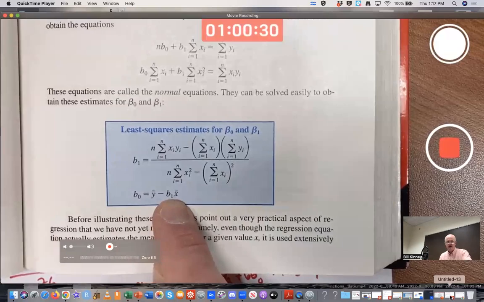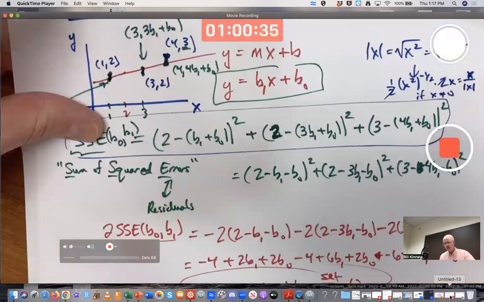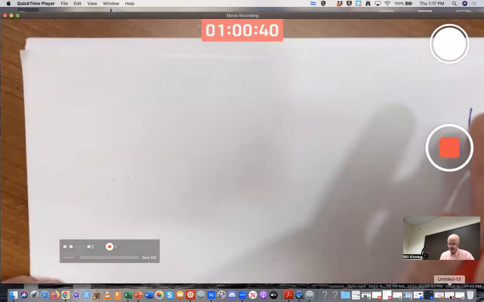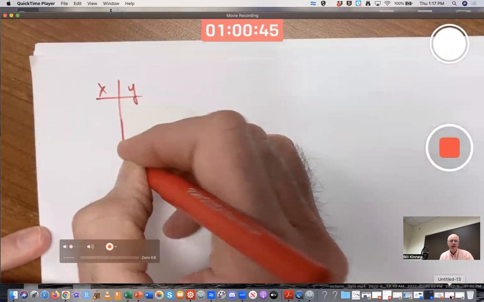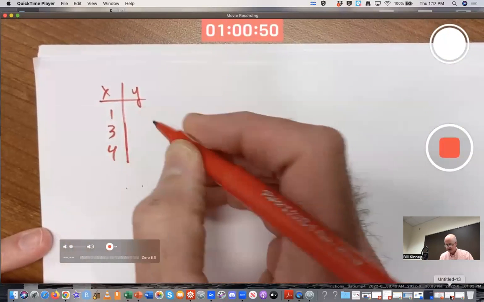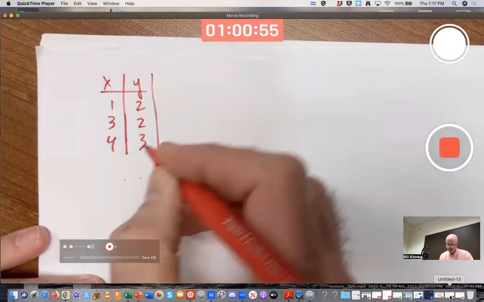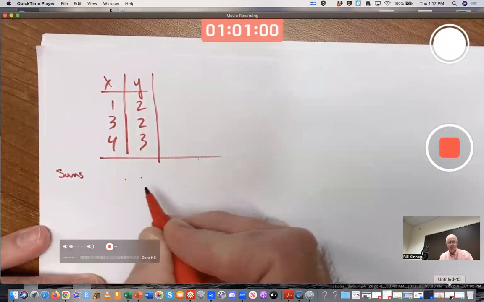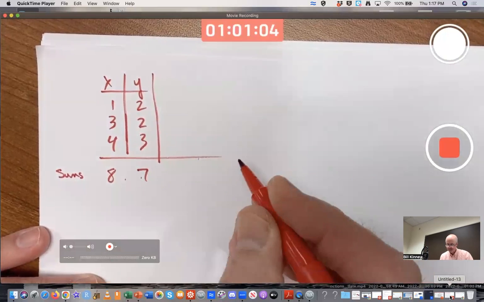Let's try this by hand for our example. It's not too bad. Calculator help as well too, but. So for our example, make a little table here by hand. Our points were 1, 3, 4 for X, 2, 2, 3 for Y. We're going to need to add the X's. This is going to be a sums row. Sum of the X's is 8. Add the Y's. Sum of the Y's is 7.